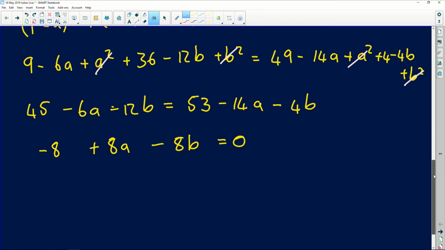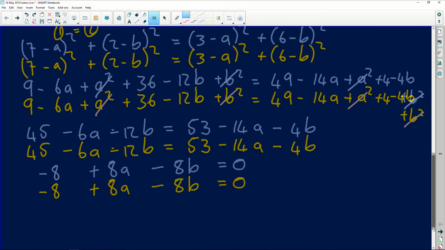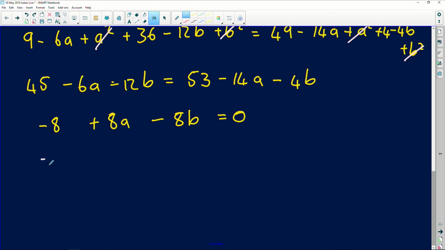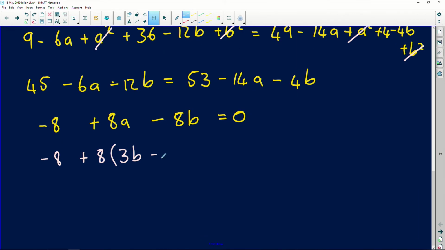All right, now we can take this equation and substitute it in for my value of a. We're going to have negative 8 plus 8 multiplied by my value of a, which was 3b. Just want to make sure if it's negative or positive. It's negative 3, and that's going to be minus 8b is equal to 0. Okay guys, so at this point we can see that my equation only has one variable, and we've got one equation, and that means we can solve for that specific variable.